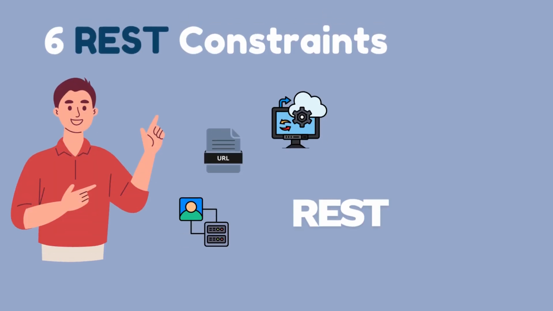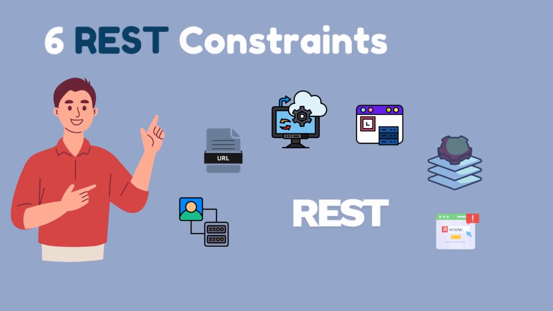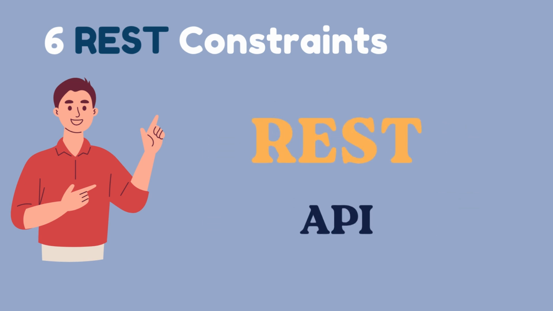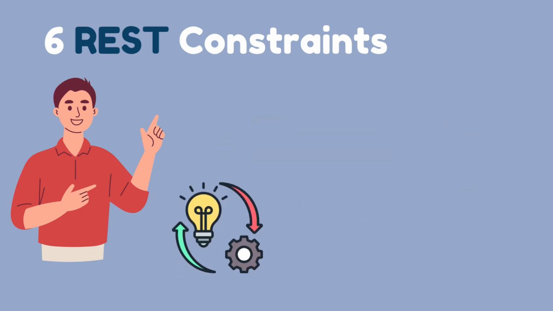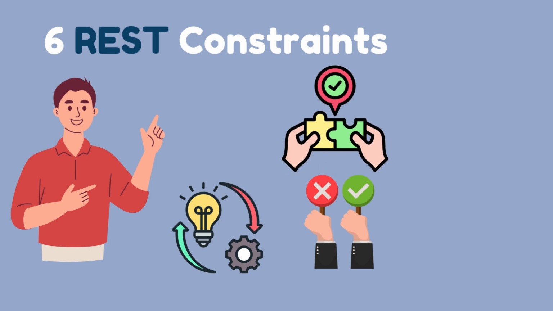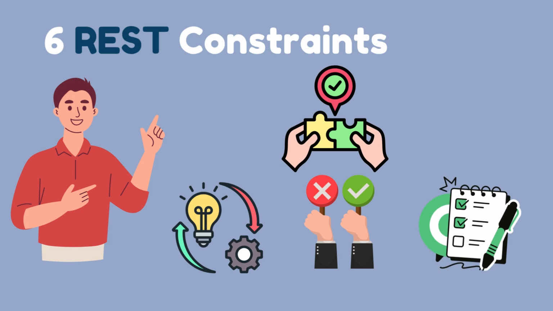These are the 6 constraints of REST. APIs that follow these 6 constraints are called REST APIs. In practice, many APIs don't implement every REST constraint completely, yet they are still referred to as REST APIs. In general, the closer an API follows REST constraints, the more RESTful it is.